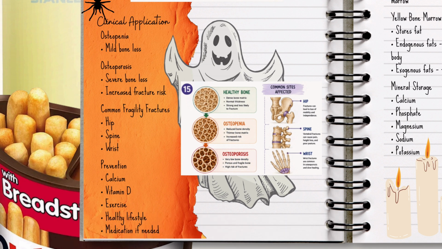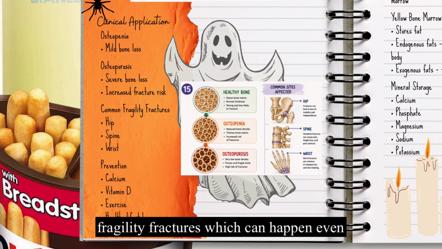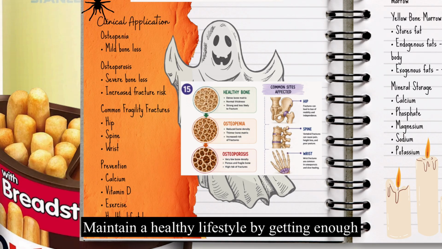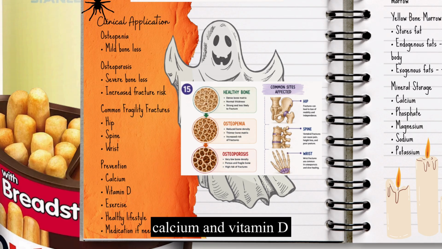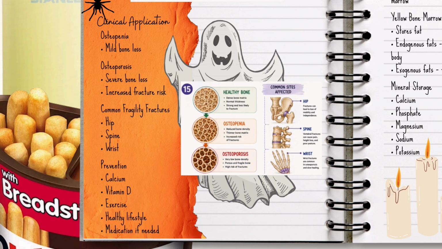The hip, spine, and wrist are the most common sites of fragility fractures, which can happen even after a minor fall. To prevent osteoporosis, maintain a healthy lifestyle by getting enough calcium and vitamin D, exercising regularly, and taking medication if recommended by a healthcare provider.